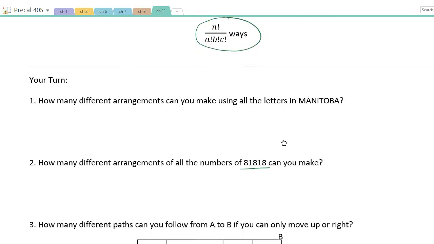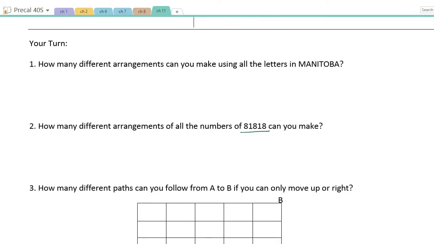All right. Again, for the your turn, you don't fill it in, you hit pause and then do it yourself. And you probably can do it by memory because it's really not that complicated. So in how many different arrangements can you make using all the letters in Manitoba? Well, first thing we need to do is figure out our number of letters.